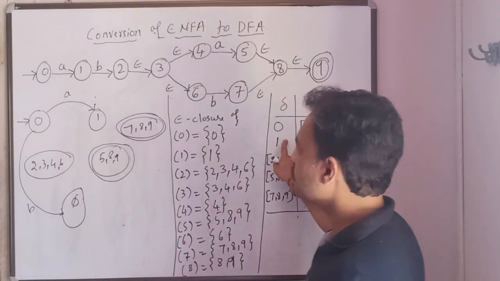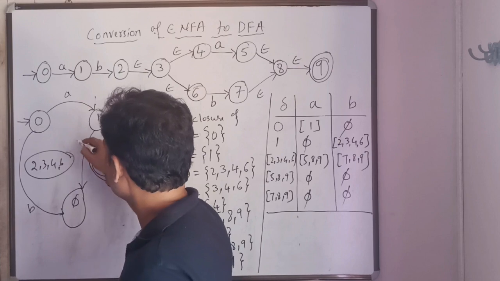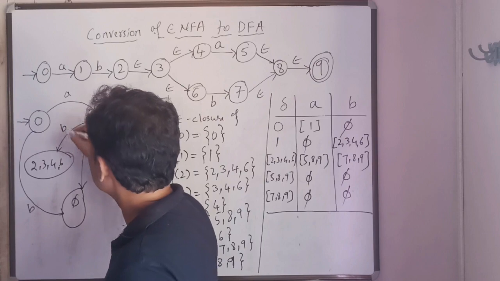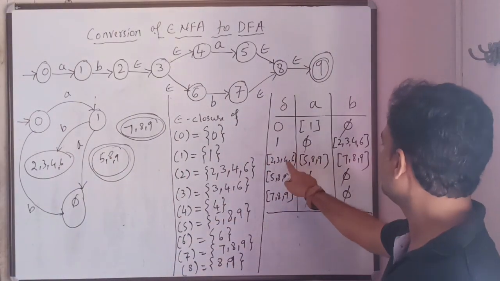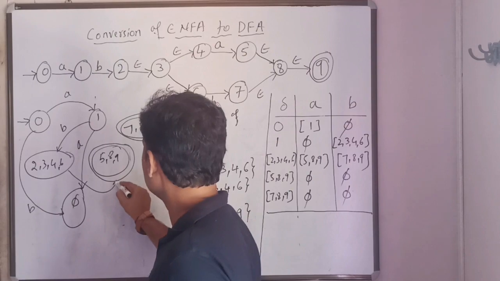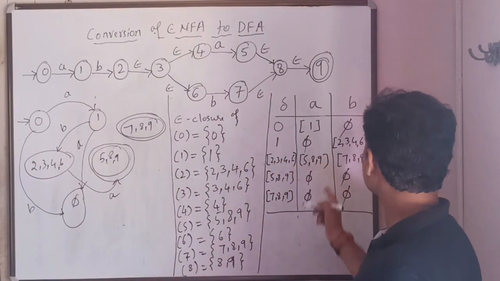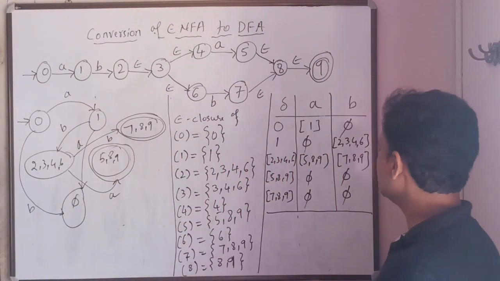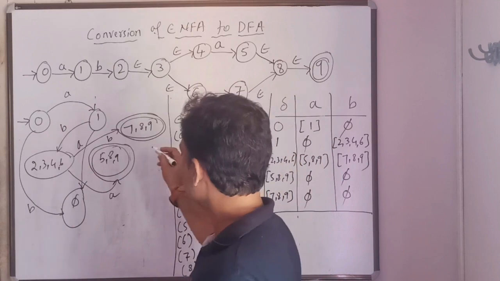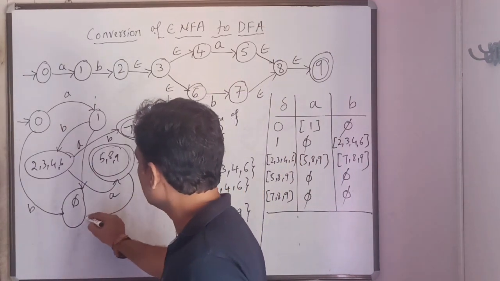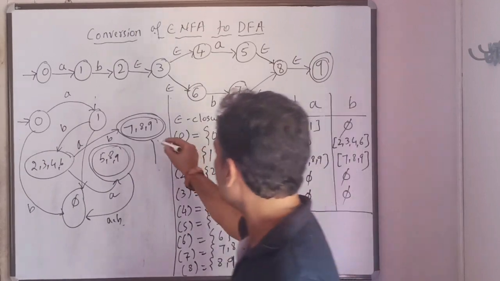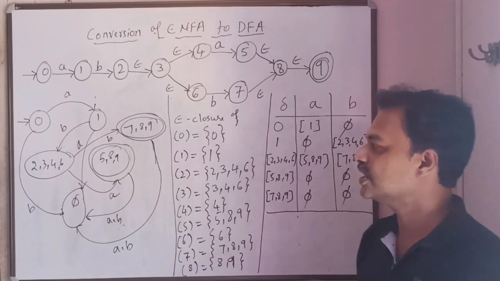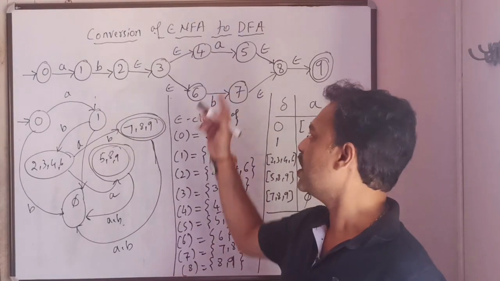Next, 1 on A goes to null. 1 on B goes to 2, 3, 4, 6. Next, 2, 3, 4, 6 on A goes to 5, 8, 9. 2, 3, 4, 6 on B goes to 7, 8, 9. Next, 5, 8, 9 on A as well as B goes to null. 7, 8, 9 on A as well as B goes to null. So this is our final DFA for the given epsilon NFA.